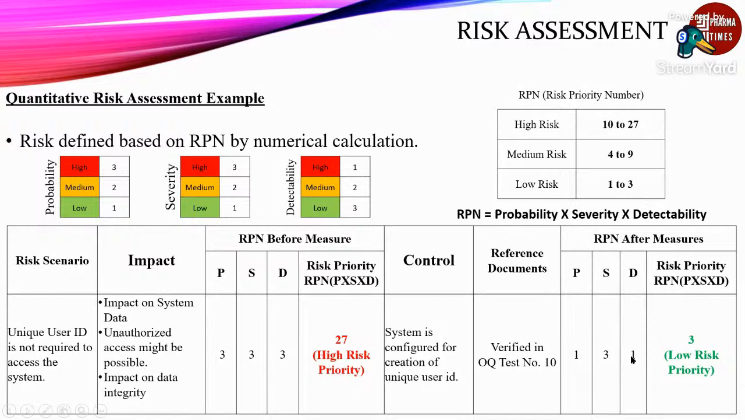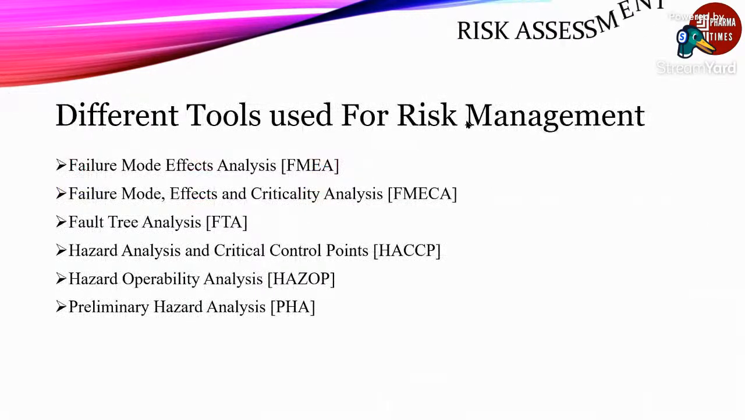By multiplying this P, S, and D, I got a single number that is called RPN. It is 3. So based on this table, it is in low risk priority. By this same example, you can define risk assessment based on a qualitative approach or a quantitative approach. But you get the same answer, meaning whatever risk priority you get is the same for either type of risk assessment.